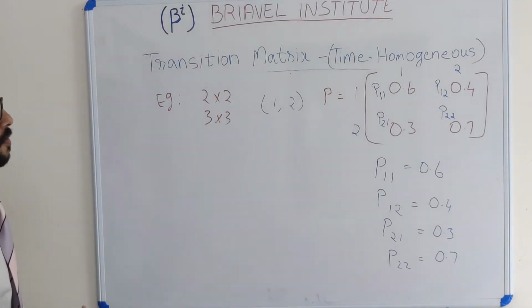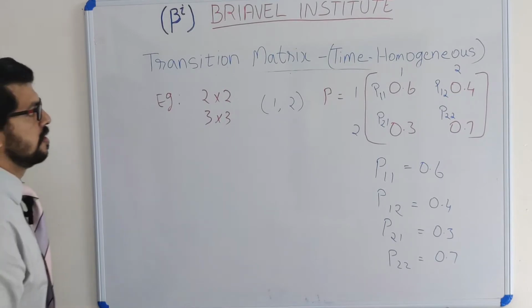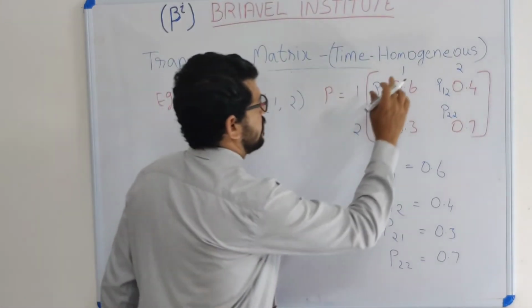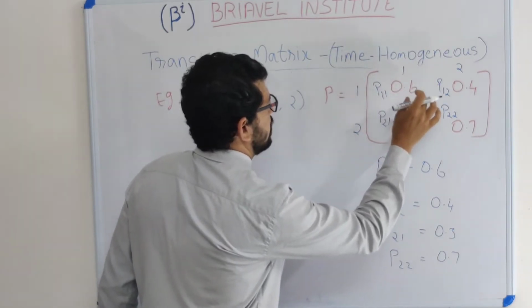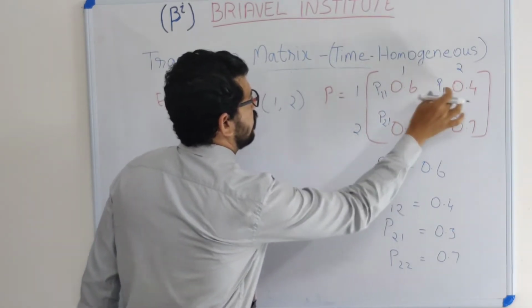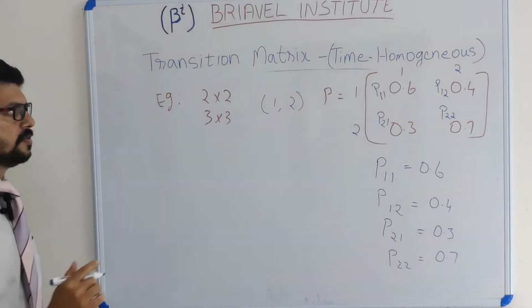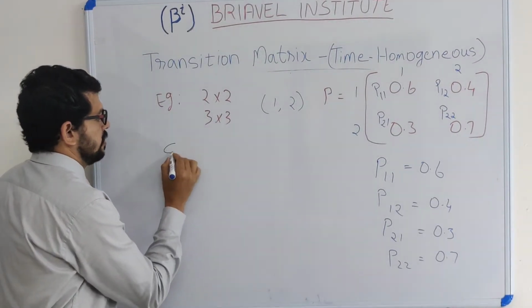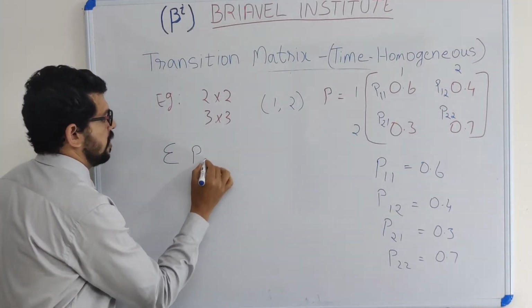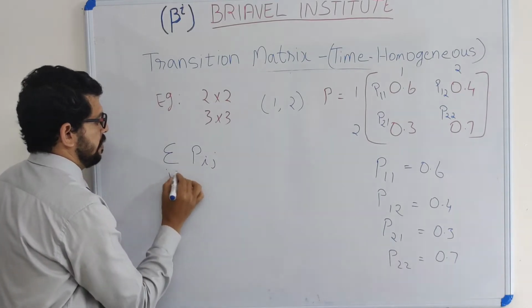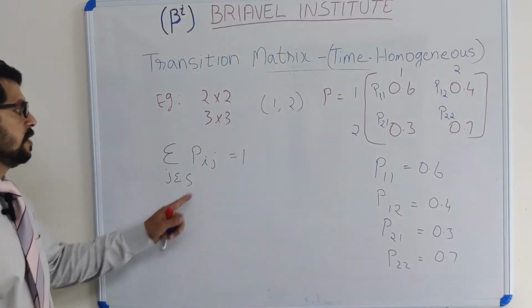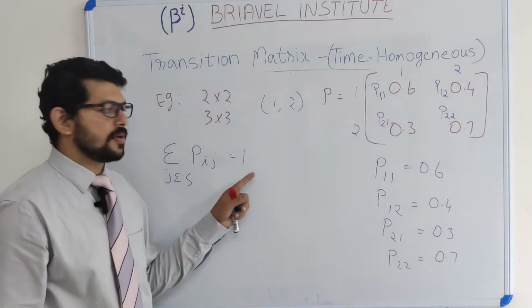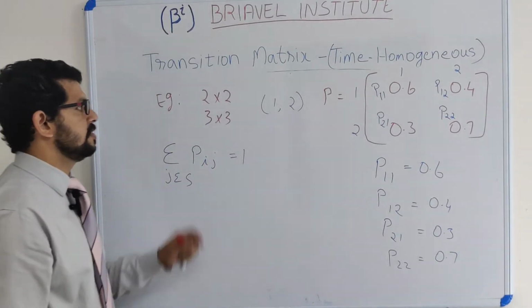Next, two points to note down about this Markov process, the Markov chain. In this transition matrix, the sum of each row should be 1. This is the sum of each row, the sum over j in S of Pij, which will be 1. This one we will utilize in our calculation. The sum of Pij is equal to 1.